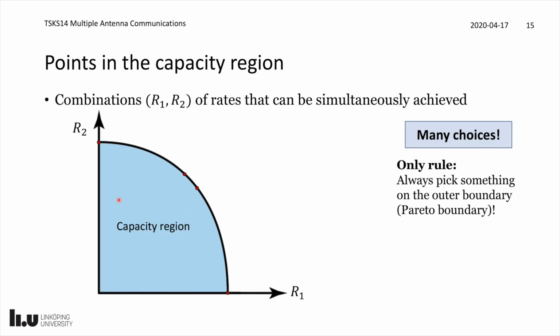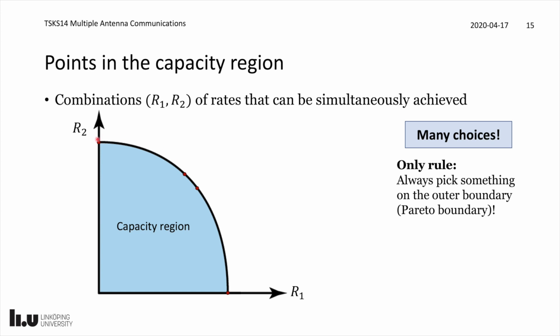So the capacity region contains a lot of different points. Here in this two-dimensional case, we have 2 users. R1 and R2 are the rates that they can achieve, and inside the region we achieve some points, and then on the boundary we achieve other points. And the true capacity is always lying on the boundary here. So even if we have a lot of different choices to make between which operating point we would like to have, we should always pick something on this outer boundary, which we call the Pareto boundary.